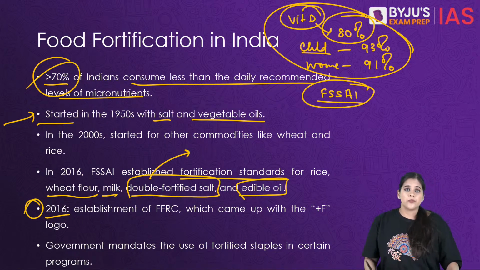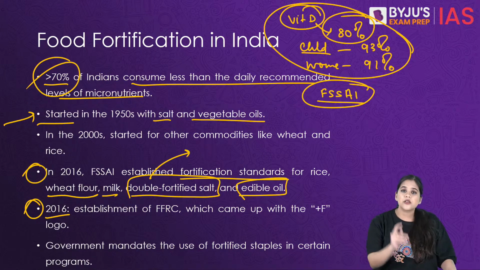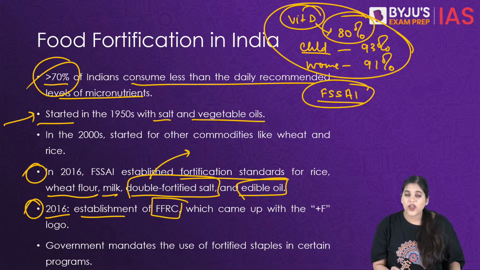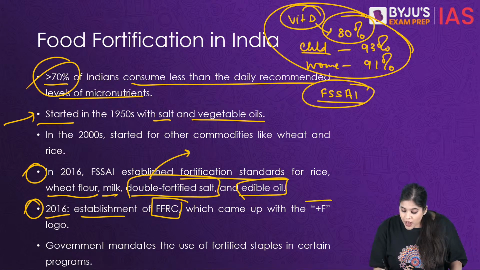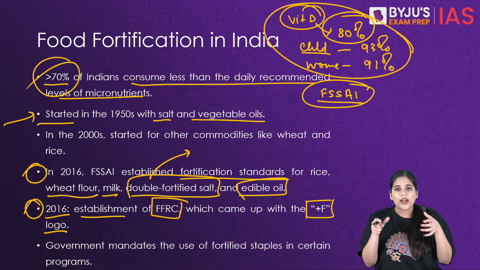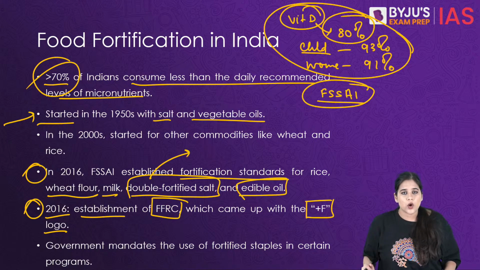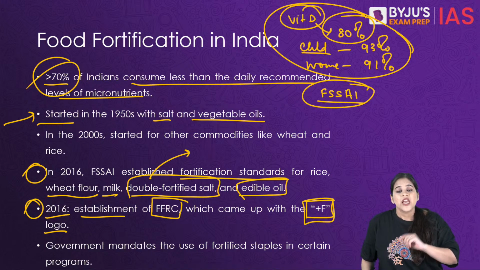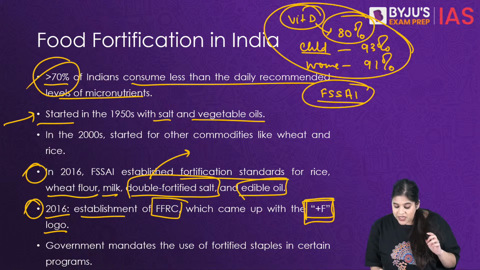In the same year, this was a very important year for food fortification because the standards were introduced, and also there was establishment of FFRC. We'll study the details in the upcoming slides, which came up with the +F logo. Now when you see a packet of any food product, you have the green dot, the red dot for vegetarian, non-vegetarian. Similarly, we have this +F logo. If that particular food item is fortified, then there will be a +F logo on it.